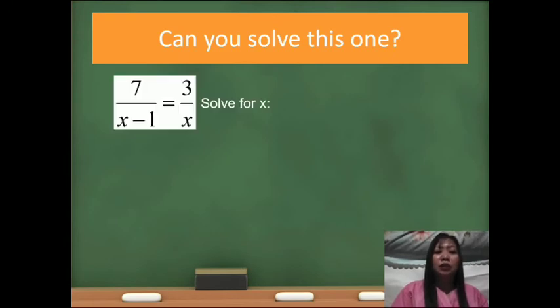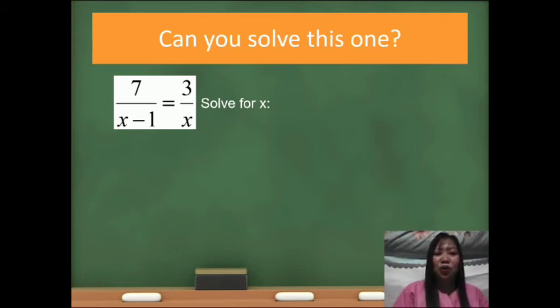7 over x minus 1 is equal to 3 over x. Solve for the value of x. I will give you 20 seconds to solve for this one. Your time starts now. Time is up.